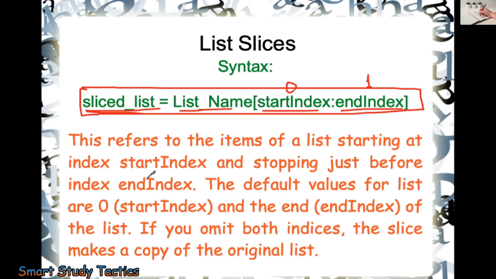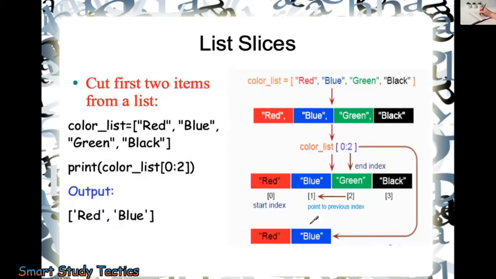So we are going to discuss this today. This refers to items of a list starting at the start index and stopping just before the end index. That you have to remember. The start index value is 0, and the end index value is up to the end of the list, according to your list. So let's see how you will do this.